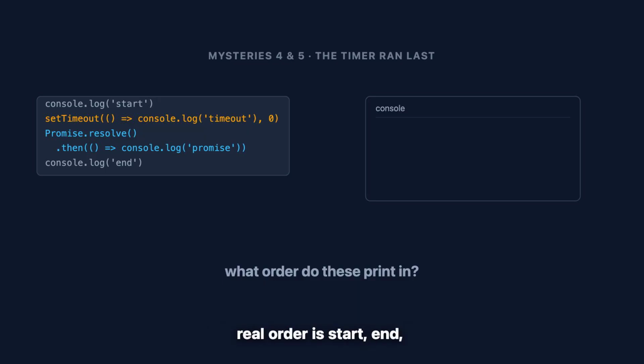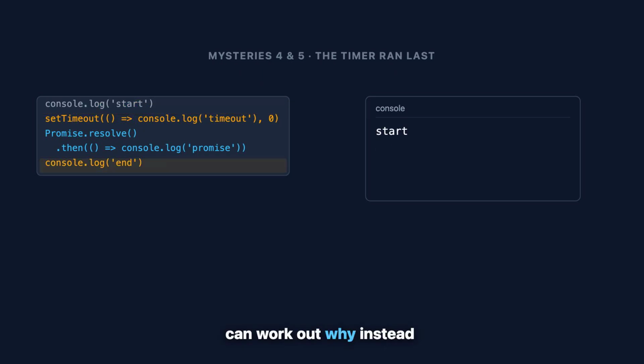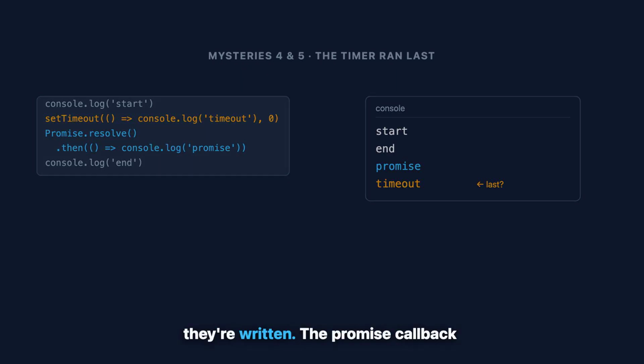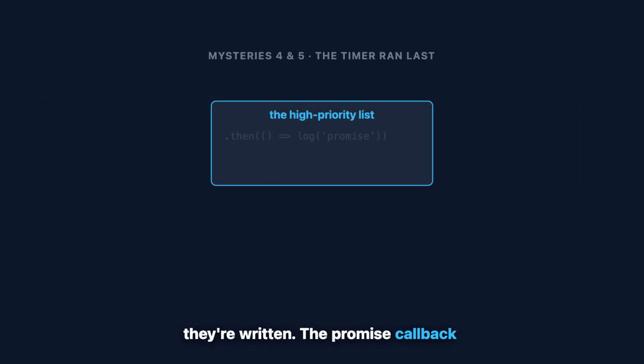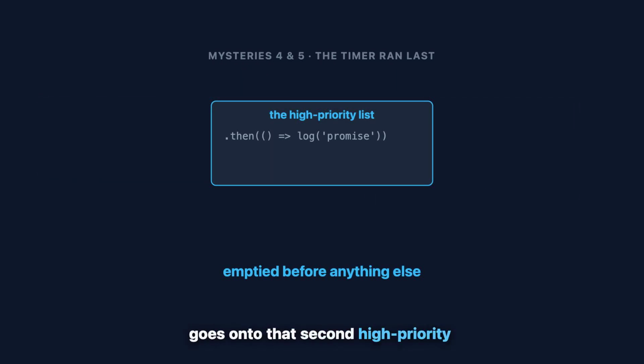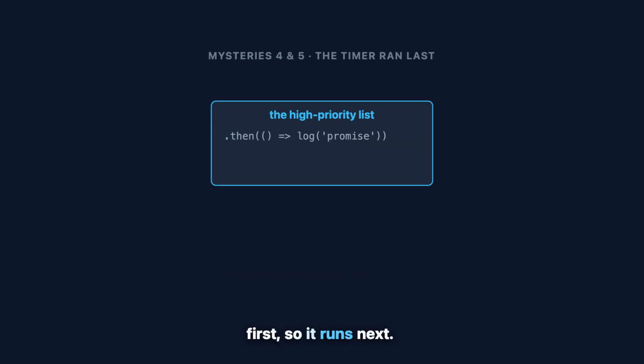The real order is start, end, promise, timeout. And now you can work out why, instead of memorizing it. Start and end are ordinary lines of code. They're part of the piece of JavaScript that is running right now. So they happen first in the order they're written. The promise callback goes onto that second high priority list. And we already know what the browser does with that list. It empties it first, so it runs next.